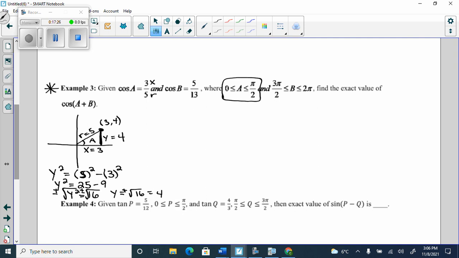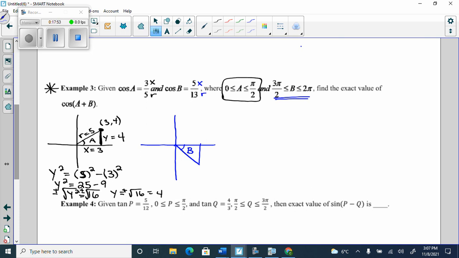Then we do triangle B. I'll do it in blue. Triangle B is found in quadrant 3, 3 pi over 2 and 2 pi. Actually, quadrant 4. That's a lie. It's in quadrant 4, so it's here. And I draw it towards the x-axis. And it's triangle B. And it's x over r as well, because it's cos.